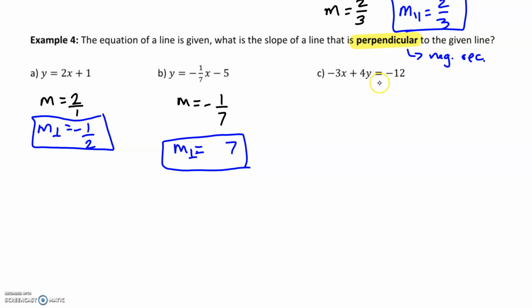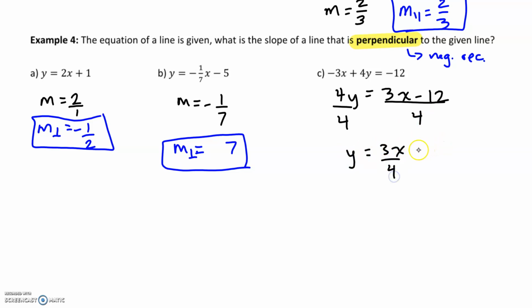Okay, in my next equation, it's in standard form, so I cannot get the slope of this line until I rearrange it. So I'll leave the 4y, move the -3x over, and it becomes a +3x minus 12. We'll divide both sides by 4. So I have 3x divided by 4, and I have -12 divided by 4. So that'll be 3/4 x, and 12 divided by 4 would be 3.